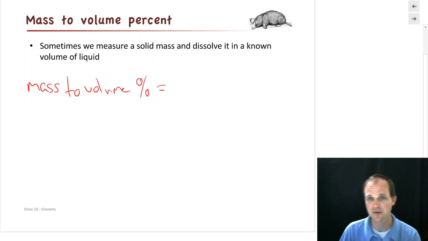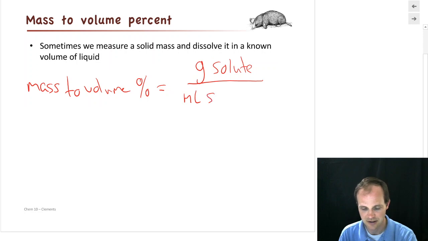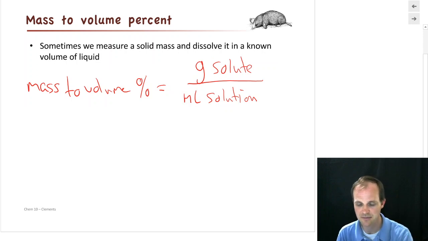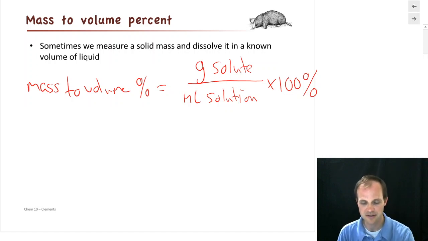looks very similar to what we saw in the other ones. It's going to be the grams of our solute over the milliliters of our solution. Right, the solution being the entire thing, the solute and the solvent, but we'll talk about that in just a second, times 100%. One very important thing to notice about this one is it has very specific units here.